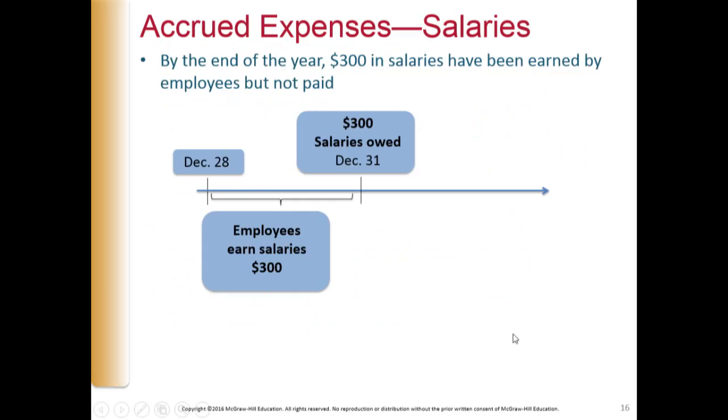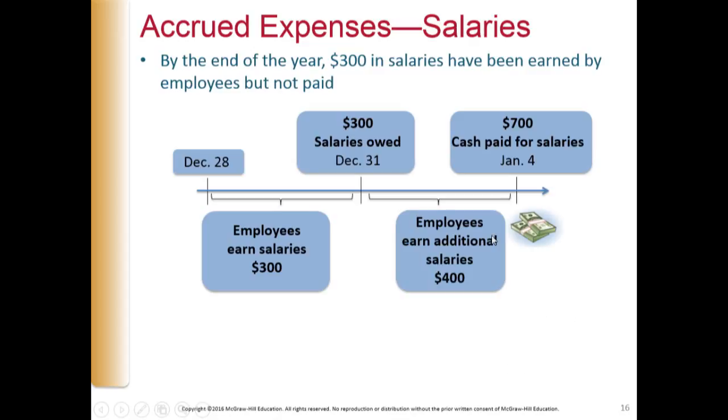So here's another example. It says by the end of the year, $300 in salaries have been earned by employees but not paid. So on December 28th, employees earned salaries of $300 between December 28th and December 31st. And this is very common, especially for weekly or biweekly employees. They may work a few days at the end of one year, and the payroll period doesn't end until the next year. So lots of times you'll have a few days that are actually expenses for one year, and then the rest of the payroll happens in the next year. So we're kind of straddling fiscal years, and so we have to record pieces of the payroll in 2 different years, part of it in the previous year and part of it in the current year.